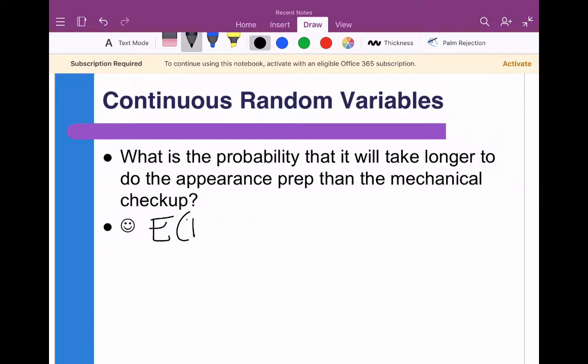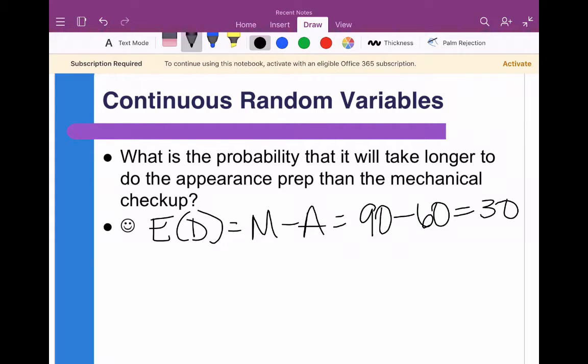The expected difference is going to be your mechanical minus your appearance, which is going to be 90 minus 60, which is 30. Now remember that expected value is the same thing as your mean. So this 30 is equal to our mean. So when we have to use z equals x minus mu over sigma, the 30 is our mu, our mean.